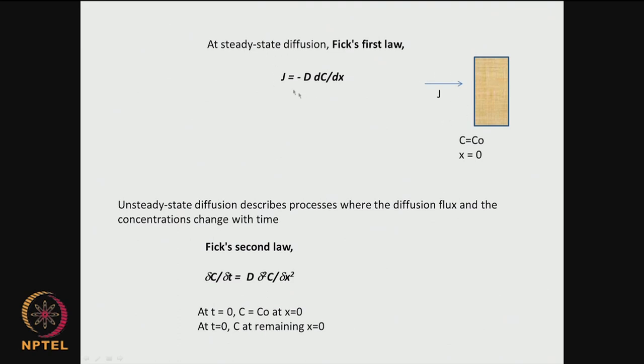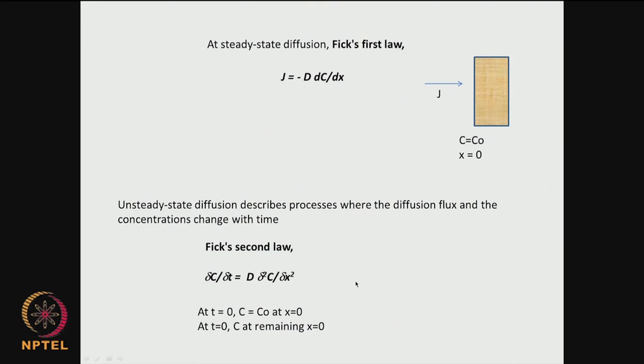Now, this is at steady state. You can also have an unsteady state diffusion, okay, where the diffusion flux and the concentration change with time also. So, we need to bring in the factor of time here. Once we bring in the factor of time, it becomes a partial differential equation: delta C by delta t, where t is your time, is equal to D times d square C by dx square. So, we are considering only one dimension x.